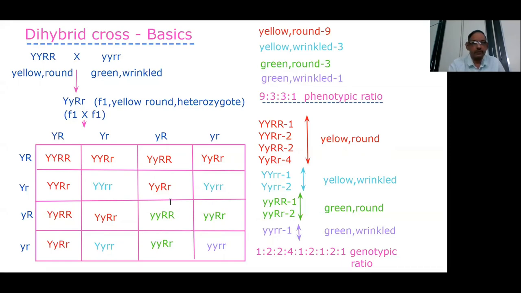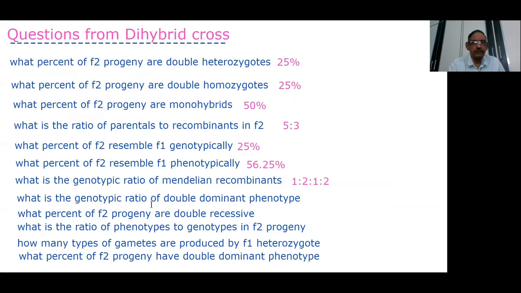We'll go to the question. What is the genotypic ratio of double dominant phenotype? 1:2:2:4 is the genotypic ratio of double dominant phenotype.